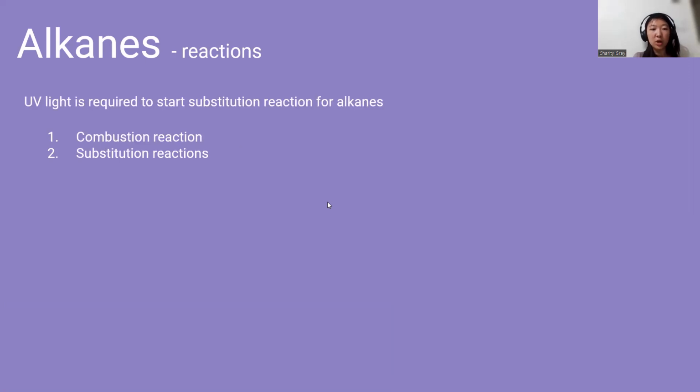Continuing on, we will talk about substitution reactions. So UV light is required to start a substitution reaction for alkanes. This is really important. If you don't have UV light, the substitution reaction will not happen. So this is one big thing. You will be asked on the KCSE sometimes, what do you need for a substitution for an alkane to happen? And this is the thing, you need UV light.